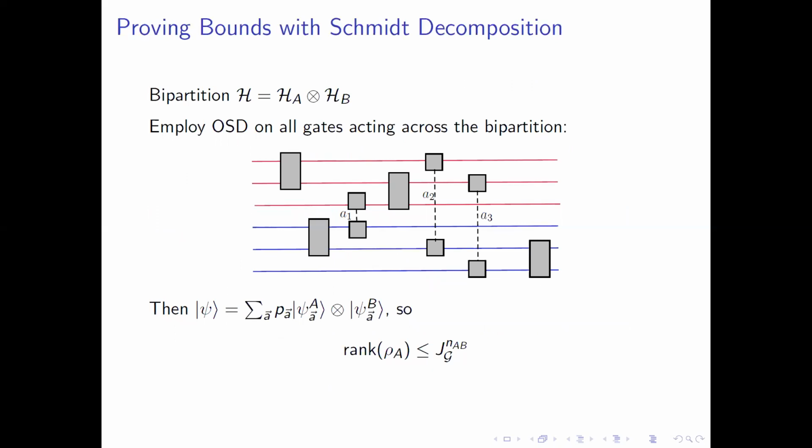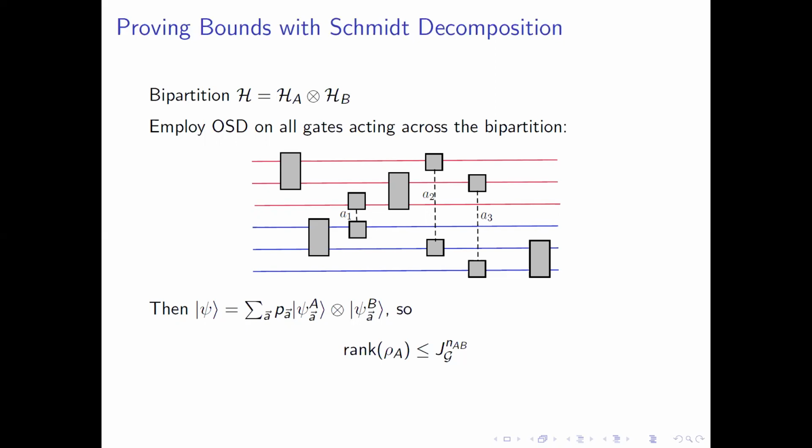Sorry, what's the definition of J sub G and N_AB? So N_AB will be the number of entangling gates in the circuit. Right. J sub G is the maximum operator Schmidt rank of any gate that we've used. So it's the one that entangles the most in some sense.